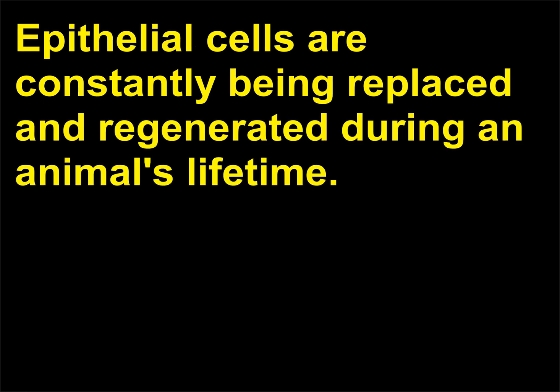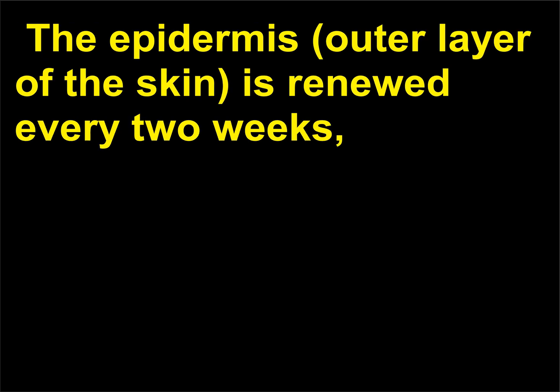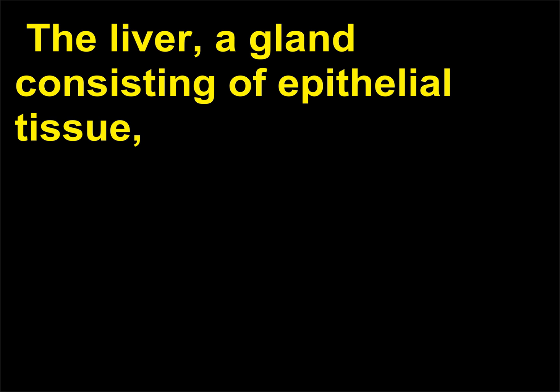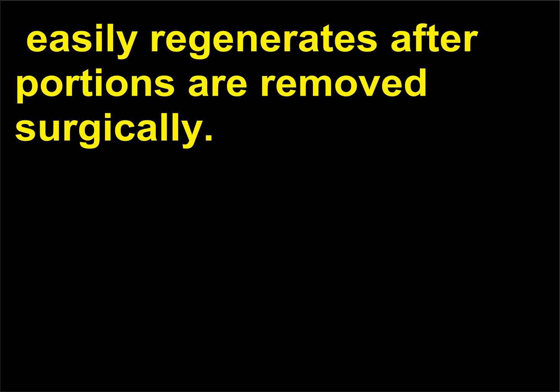Epithelial cells are constantly being replaced and regenerated during an animal's lifetime. The epidermis, the outer layer of the skin, is renewed every 2 weeks, while the epithelial lining of the stomach is replaced every 2 to 3 days. The liver, a gland consisting of epithelial tissue, easily regenerates after portions are removed surgically.